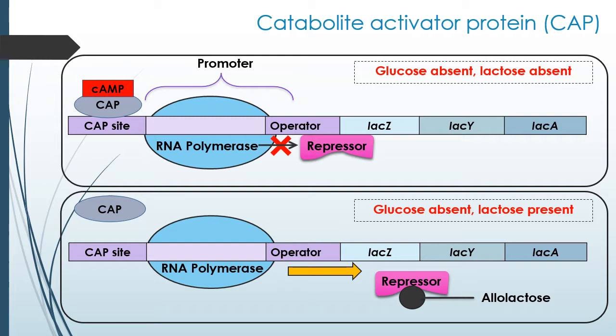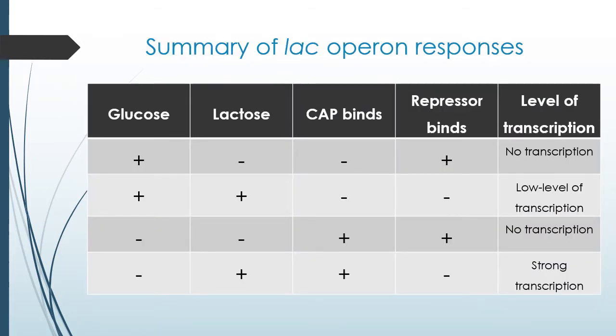The lac repressor is released from the operator because the inducer allolactose is present. cAMP levels are high because glucose is absent, so CAP is active and bound to the DNA. CAP helps RNA polymerase bind to the promoter, permitting high levels of transcription. So here is the summary of lac operon responses.